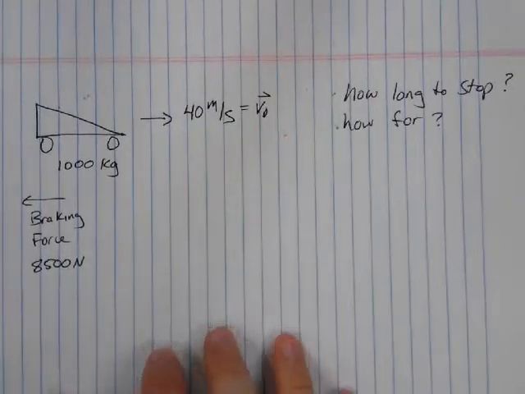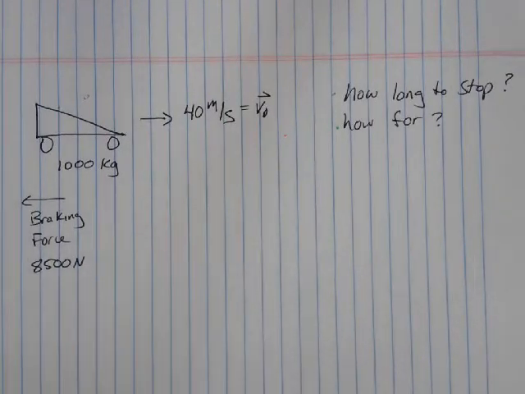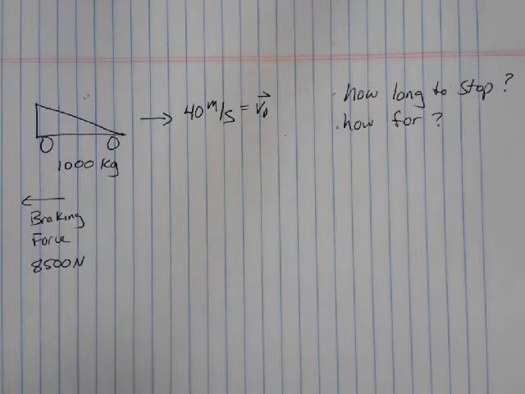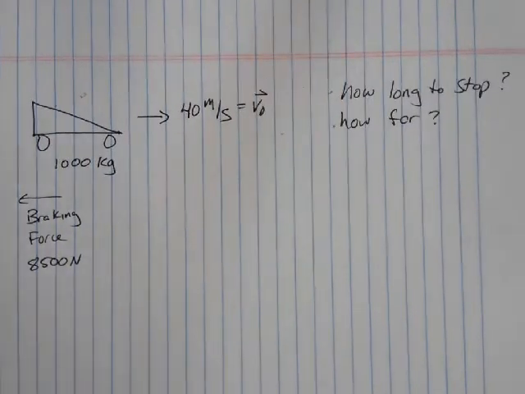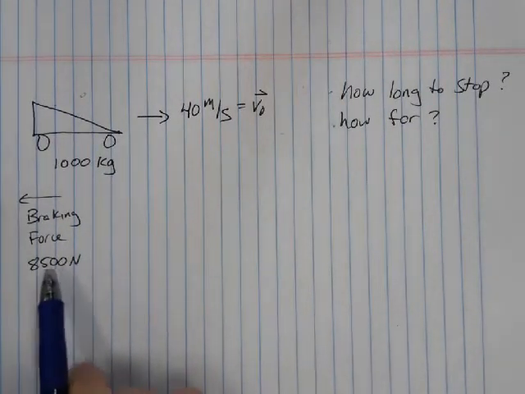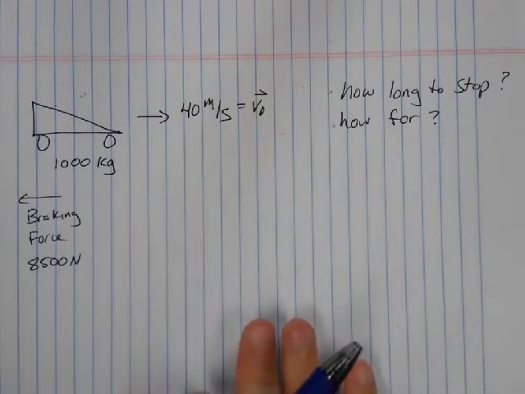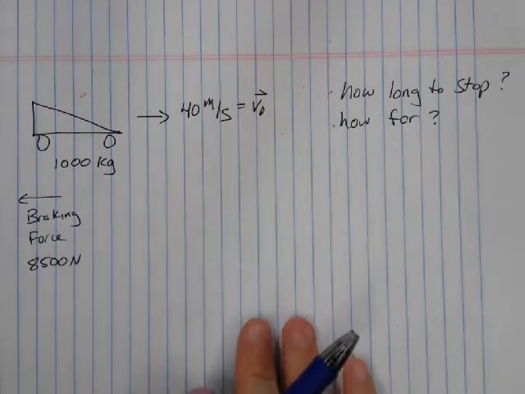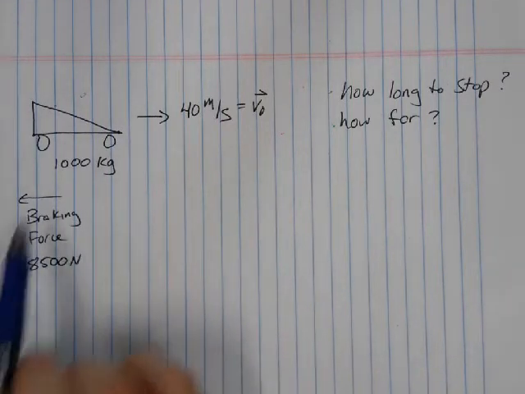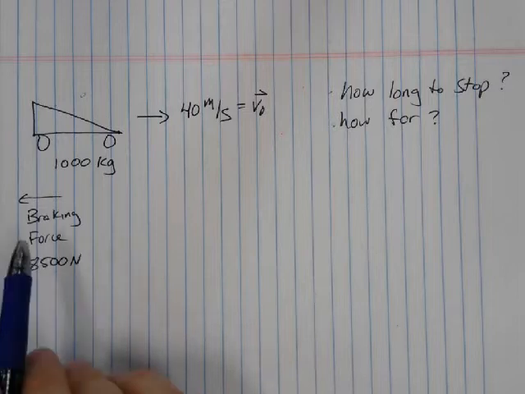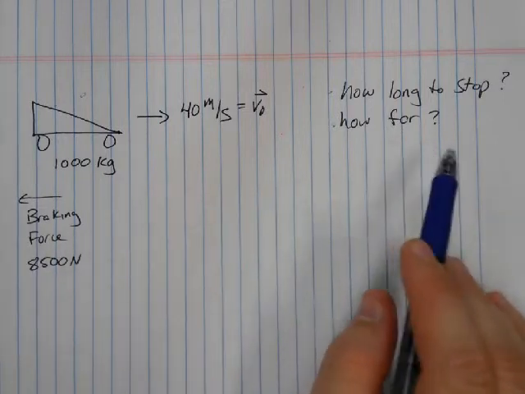So this is an example problem. This is what I mean by we're trying to solve a kinematics problem. We have a car that's 1,000 kilograms and it's traveling at 40 meters a second when it suddenly hits the brakes. Now the braking force that it provides is 8,500 newtons. We can figure that out from various ways. We can test the brakes effectively, but we'll say that's the maximum force it has. So the question that we want is, how long does it take the car to stop and how far?